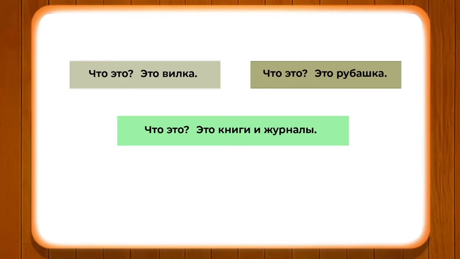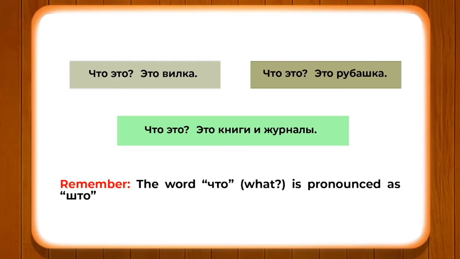Что это? What is this? Это книги и журналы. These are books and journals. Please remember the word что, which means what, is pronounced as shto. However, when we write it, we write it with che, but when we pronounce it, the sound is like sh.